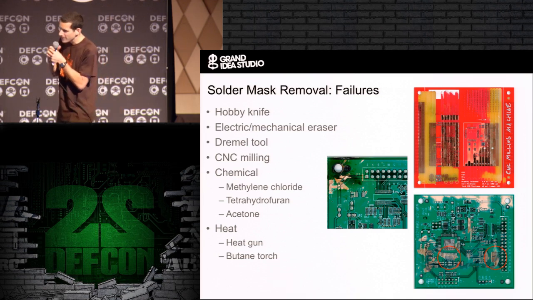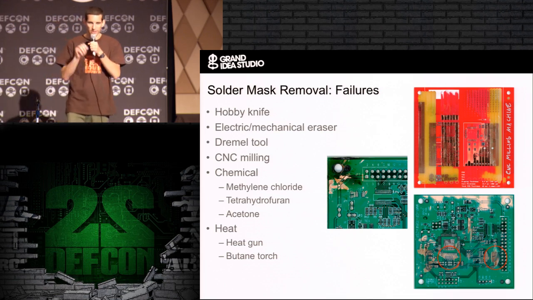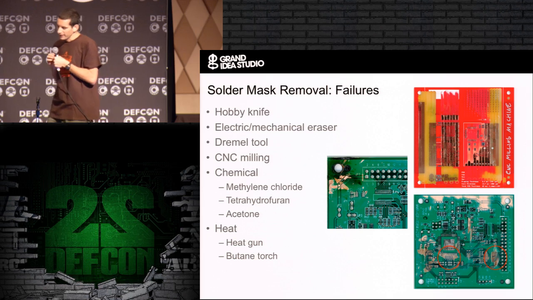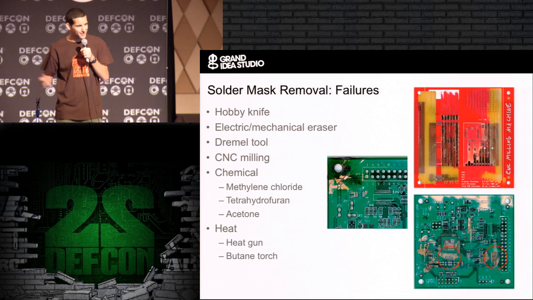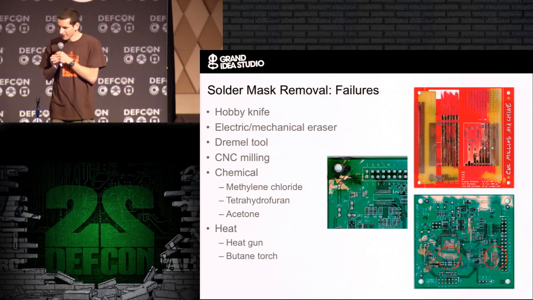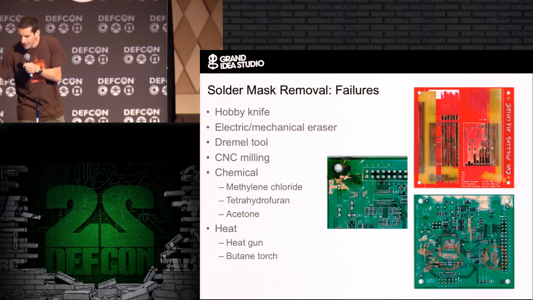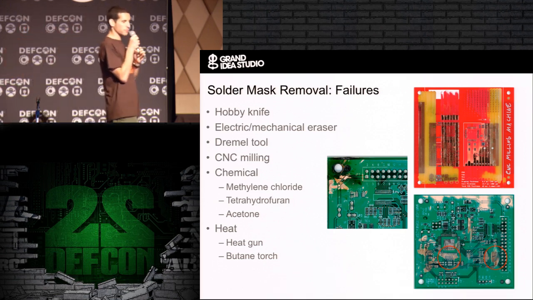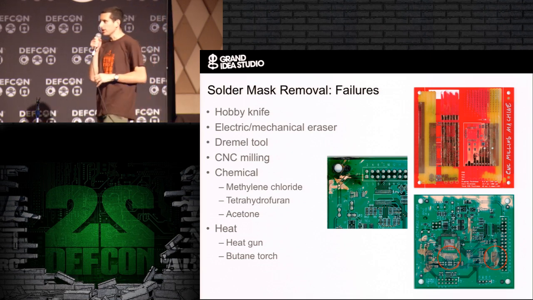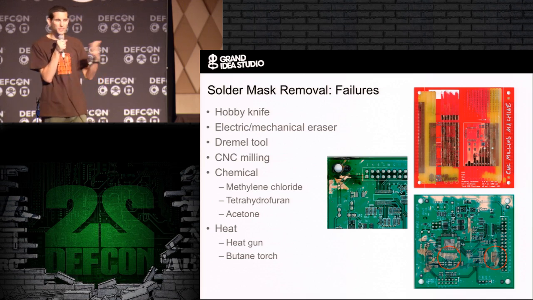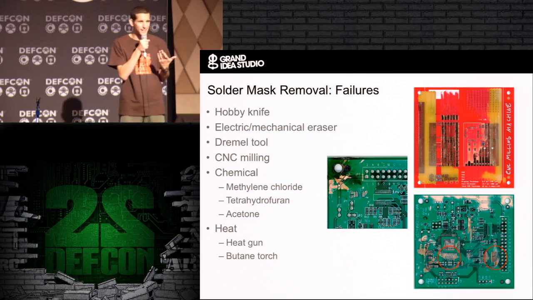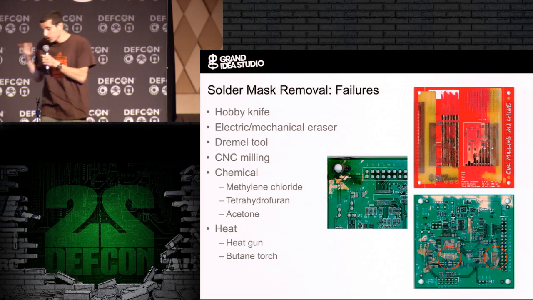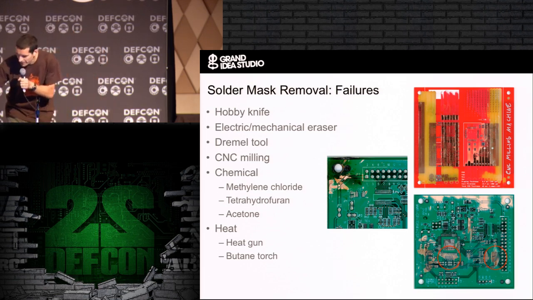Some of our failures: I tried to use a knife and a mechanical eraser to rub the solder mask away, a Dremel tool, a bunch of mechanical abrasion types of things. Other chemicals, not from the internet, but things that I talked to people about. And different types of heat. Because on the internet, someone's like, if you just use a heat gun and heat the solder mask, it's going to melt. But solder mask, if it's properly designed, is meant to withstand a lot of heat. So it did its job. So these are some of the failures.